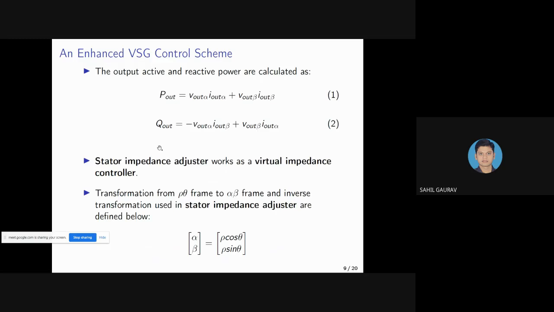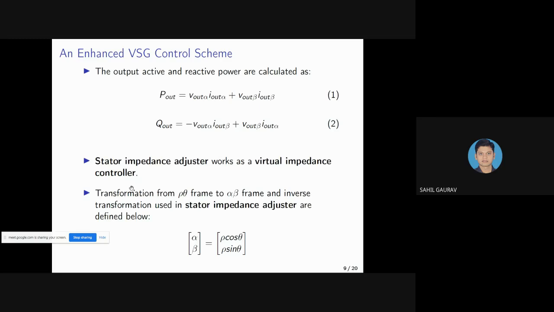As I already said in the previous slide, a stator impedance adjuster works as a virtual impedance controller because it controls the output impedance of the inverter. So we can say it is a virtual impedance controller of the inverter interface DG.